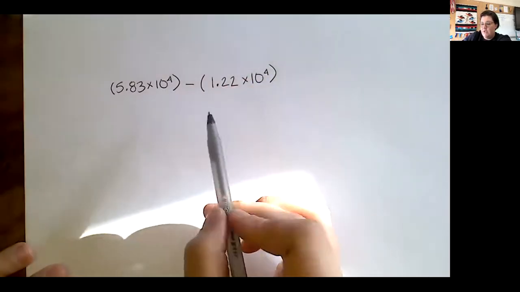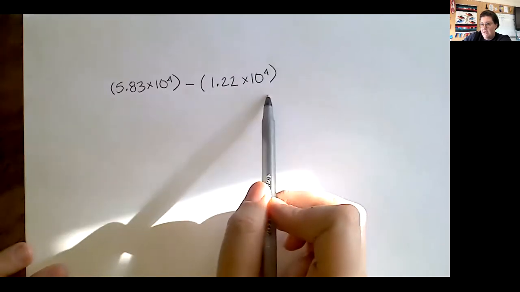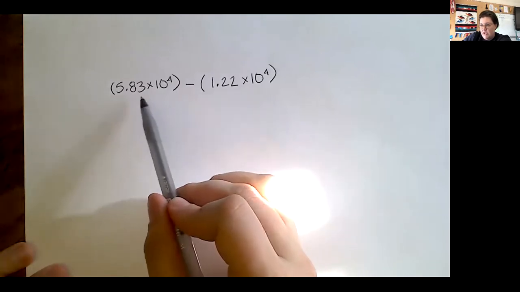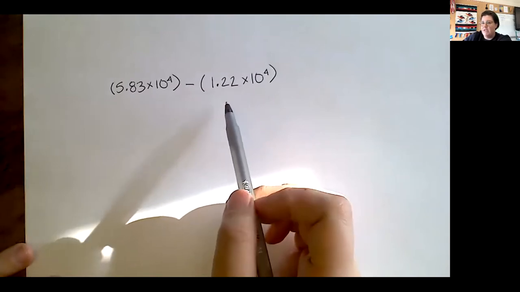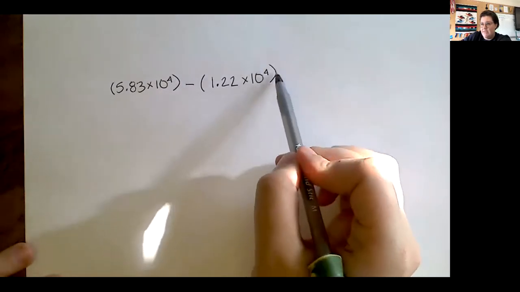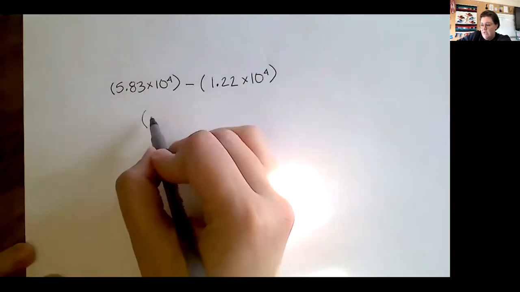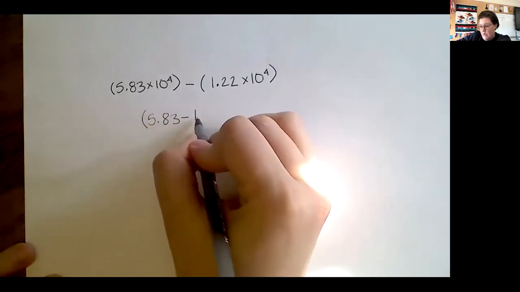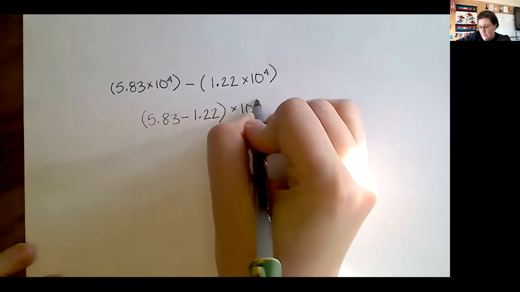Okay, so we can use the distributive property. These two are the same, they're multiplied by the same power of 10. So you don't have to solve each set of scientific notation. This is very similar to having like terms in fractions. We want to make sure that this has the same power of 10 and this has the same power of 10. It already does, so we can do the math. So all that this turns into is 5.83 minus 1.22 times 10 to the 4th.